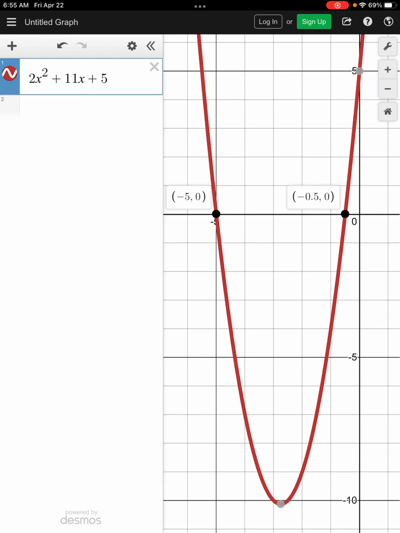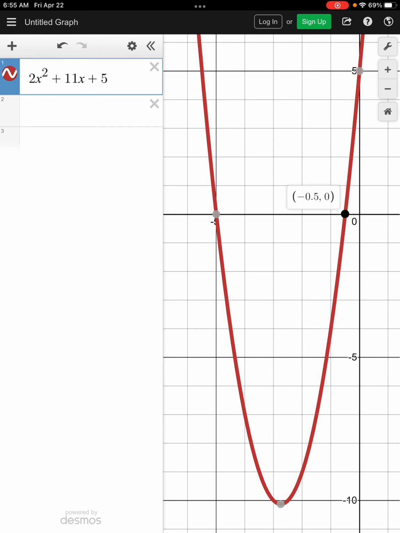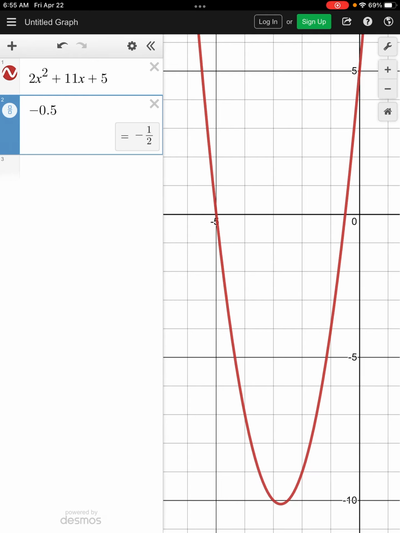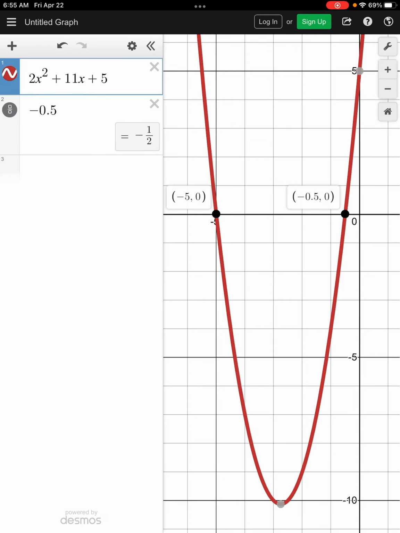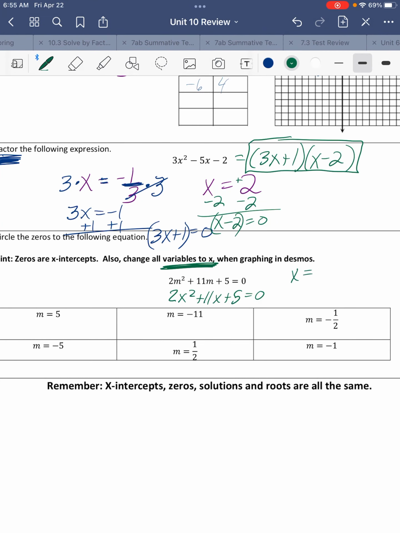The other one's at negative 0.5. So you can have negative 0.5, that's fine as a solution. I'm going to change it to a fraction. So let's go negative 0.5. Change it to a fraction. It's negative 1/2. So we have negative 1/2 and negative 5. So x is going to equal negative 1/2 and x equals negative 5.